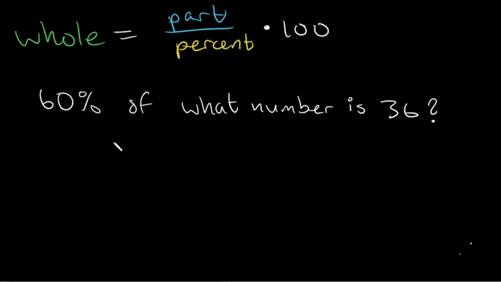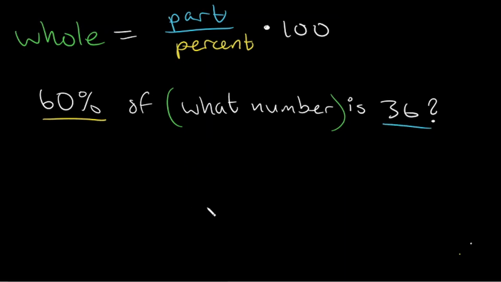Let's try an example. We have 60% of what number is 36? Well, we have our percentage sign here, so we know this is a percent. And now 60% of what number? Of is usually associated with a whole, so if we're taking 60% of a number, that would make the number equal to the whole. So we're being asked to find the whole. And 60% is equal to 36, so our part is going to be 36.